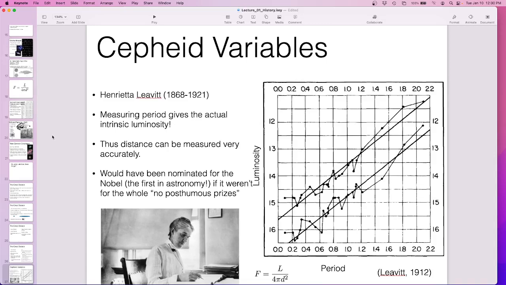So she made this super important discovery. She was gonna be nominated for the Nobel Prize, which would have been the first woman Nobel Prize and the first Nobel Prize in astronomy, but she had to die, and that's a bummer. They don't give the Nobel Prize out after you died. So I count it as a win for women in astronomy. But so then what do we do?